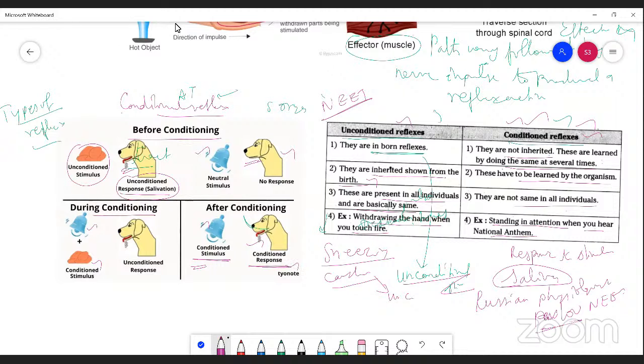So it is one of the classical examples of conditional reflexes, given by Pavlov, a Russian physiologist. The cerebral cortex controls them. Which part controls the conditional reflex? The cerebral cortex controls the conditional reflex.